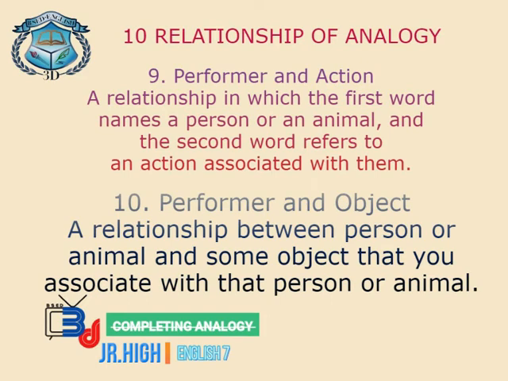The last 2 types of relationship of analogy are called performer and action and performer and object. The performer and action is a relationship in which the first word names a person or an animal, and the second word refers to an action associated with them. The 10th and the last one is called performer and object, a relationship between a person or animal and some object that you associate with that person or animal.